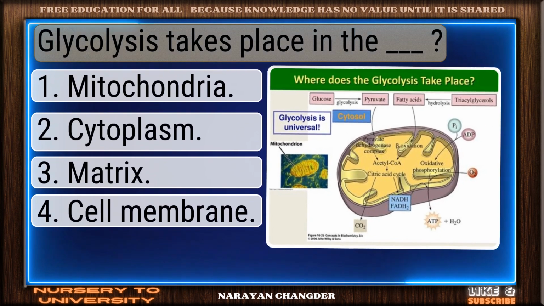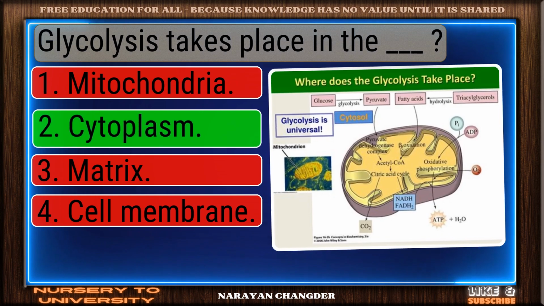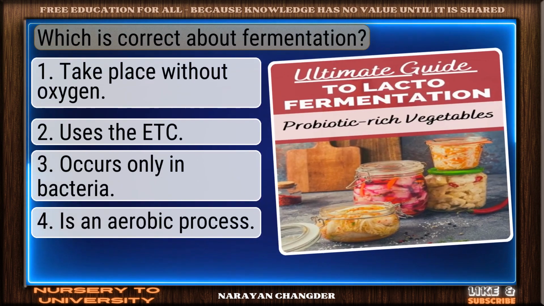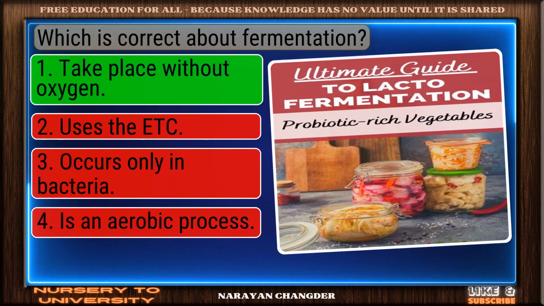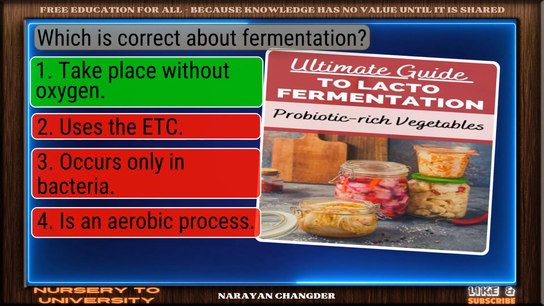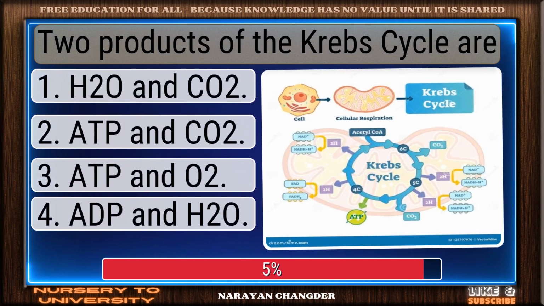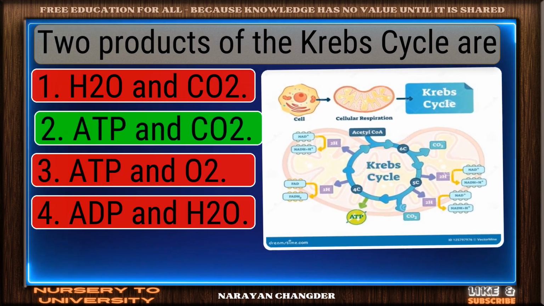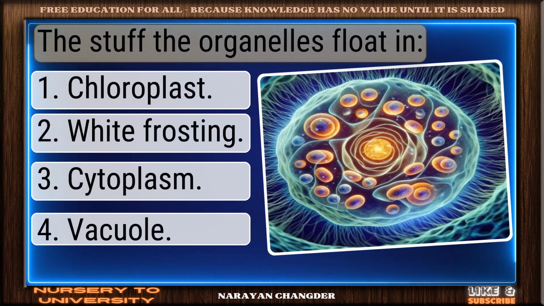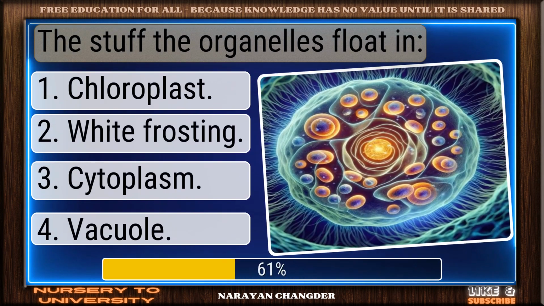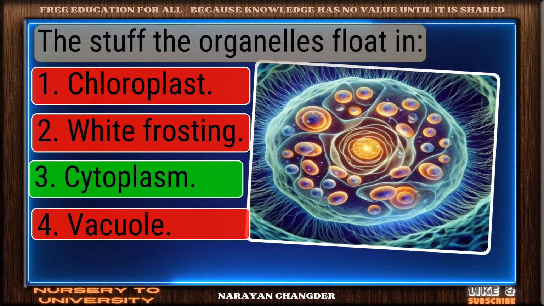Glycolysis takes place in the dash. Smart pick. Cytoplasm is the correct choice. Which is correct about fermentation? Nice work. You chose takes place without oxygen, and it is correct. Two products of the Krebs cycle are. Well reasoned. ATP and CO2 is the correct choice. The stuff the organelles float in. Exactly. Cytoplasm makes sense and it is the right choice.